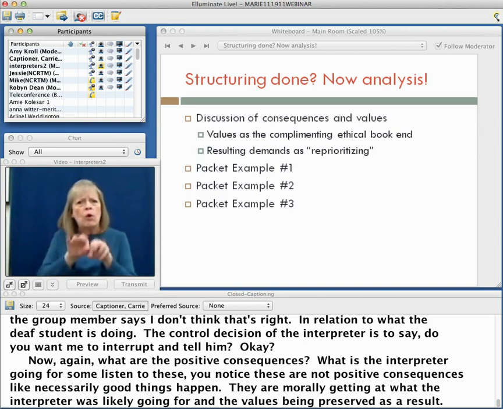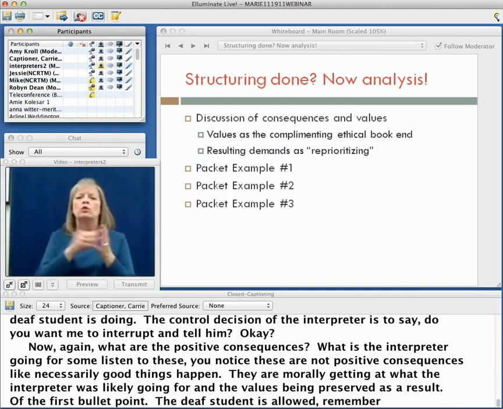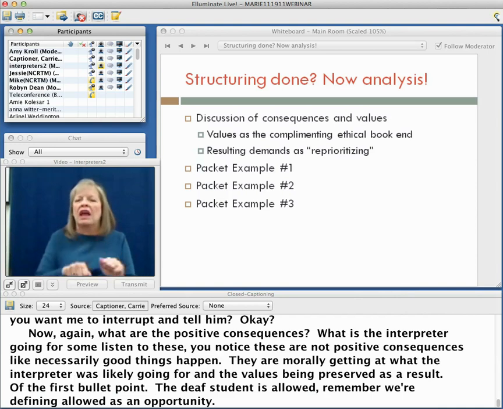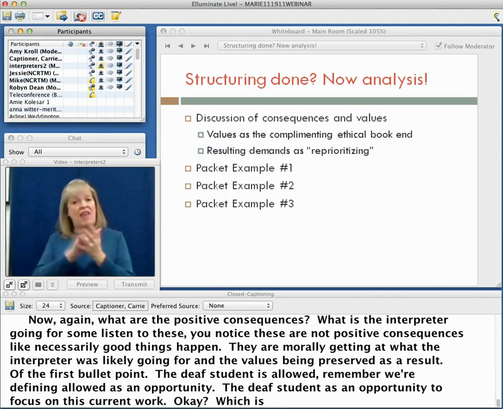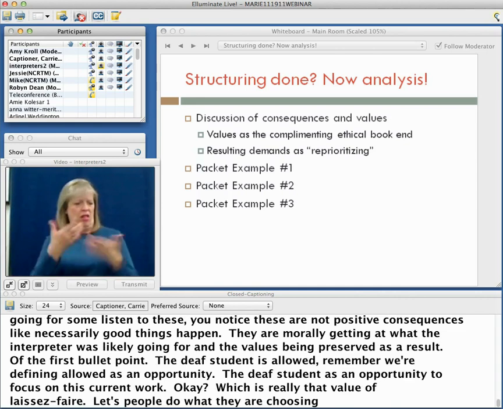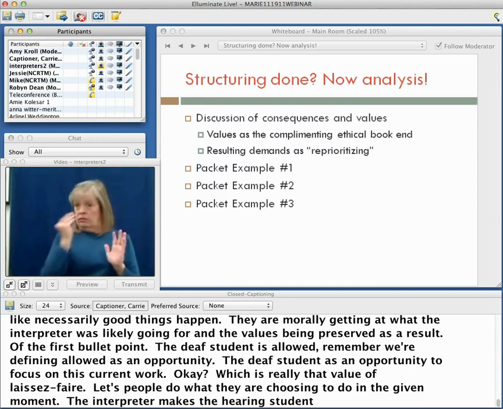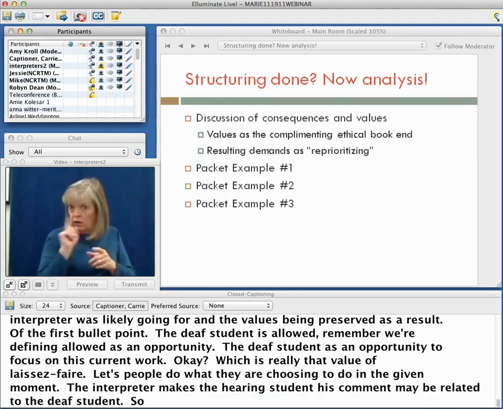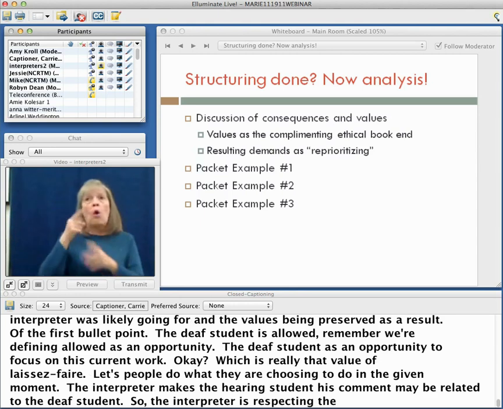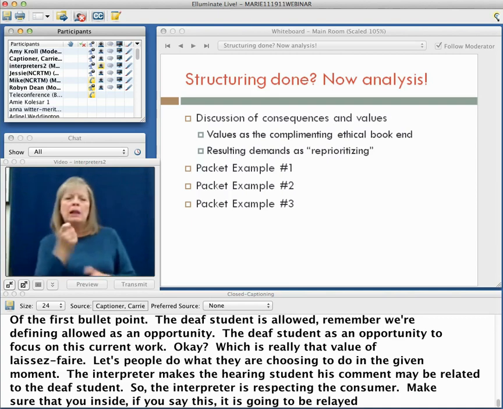At the first bullet point, the deaf student is allowed, and remember we're defining allowed as an opportunity, the deaf student has the opportunity to focus on his current work, which is really that value of laissez-faire. Let people do what they're choosing to do in the given moment. The interpreter makes the hearing student aware that his comment may be relayed to the deaf student. Right, so the interpreter is in essence respecting the consumer, making sure they understand. If you say this, it's going to be relayed, right, so that reminder, giving them the benefit of the doubt.